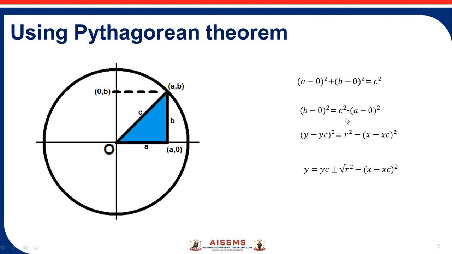After simplification, we will get the result as a second equation. We can say (y minus yc) square is equal to r square minus (x minus xc) square. Here xc and yc we are considering as the center point, r is the radius, and the point xy is present on the circle boundary. After simplification, we will get y is equal to yc plus or minus the square root of r square minus (x minus xc) square.